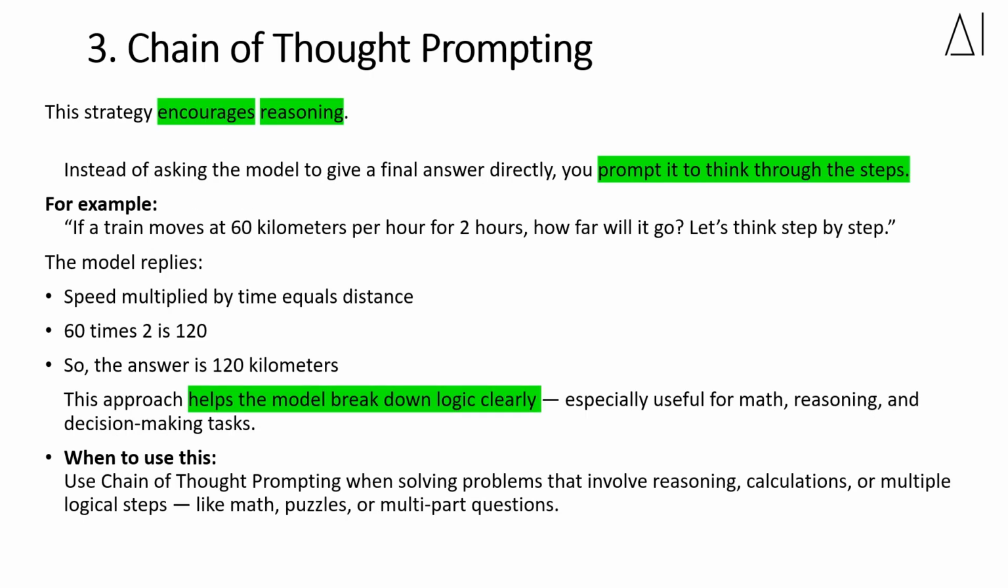The third strategy is chain of thought prompting. This one encourages reasoning. Instead of asking the model to give a final answer directly, you ask it to think through the steps. For example, if a train moves at 60 kilometers per hour for 2 hours, how far will it go? Let's think step by step, and the model replies, speed multiplied by time equals distance. 60 times 2 is 120, so the answer is 120 kilometers. This strategy helps the model break down logic clearly, especially useful for math, logic, and decision-making tasks.